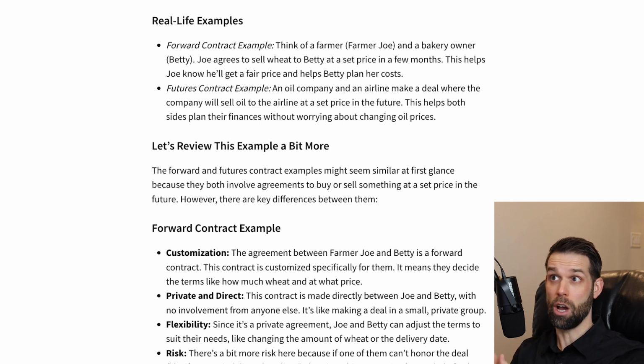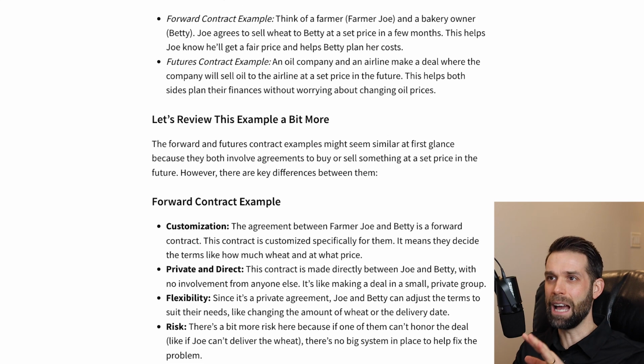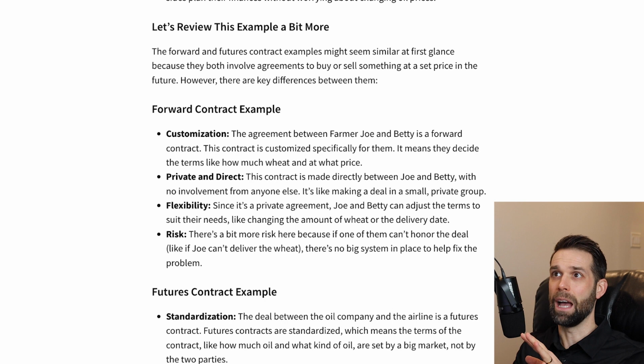A futures contract example: an oil company and an airline make a deal where the company will sell oil to the airline at a set price in the future. This helps both sides plan their finances without worrying about oil price changes. Now, if you read those two and listen to that, they do sound very much the same. But if we dive in a little bit deeper, there are differences.